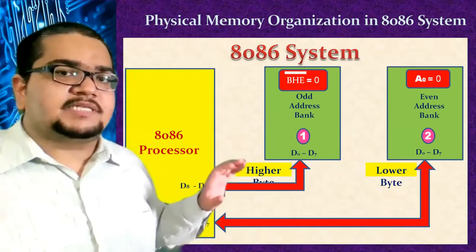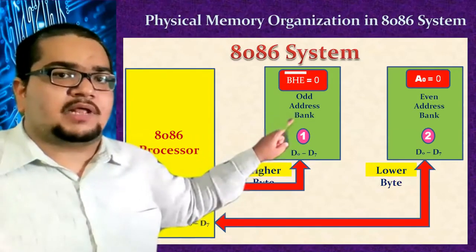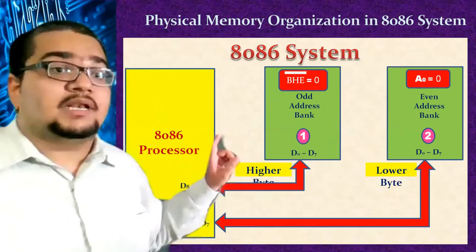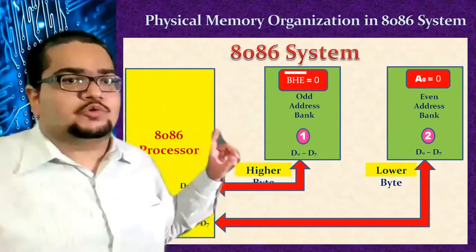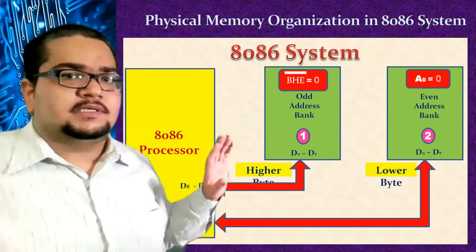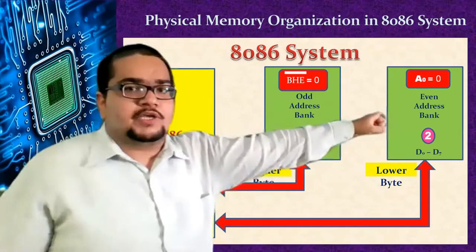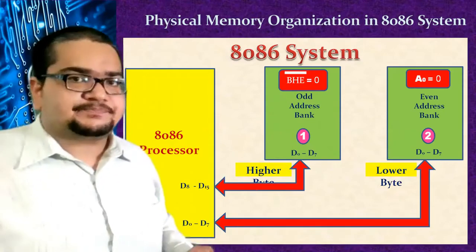For simplicity, understand that 512 kilobytes of memory is in this particular IC, and another 512 is in that IC. 512 KB, kilobytes. 512 into 1024 locations. So that many locations of memory are there in this, and similar locations of memory are in that one. And each location is of 1 byte size.